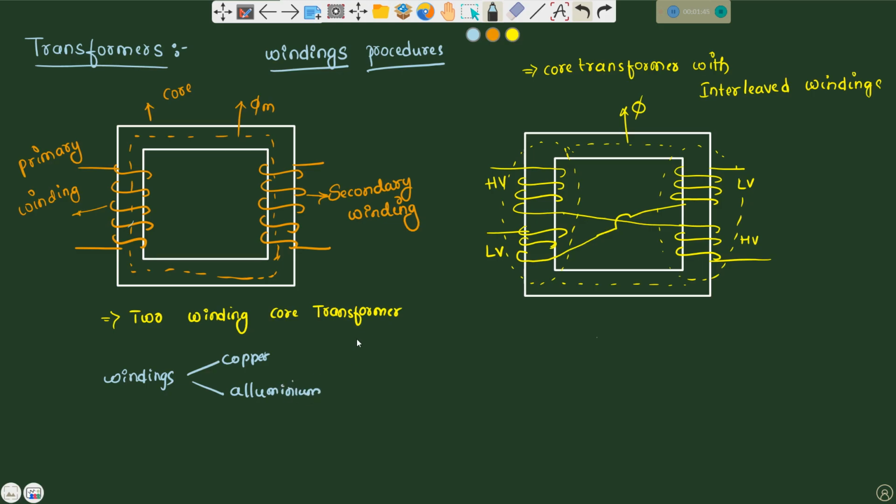Copper windings are used in power transformers, whereas aluminum windings are used in distribution transformers, which you can see near your home. That is the 11 kV to 440 volts distribution transformer. Remember this.